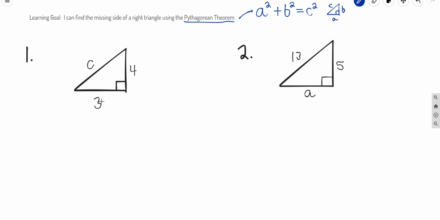Problem number 1 gives us two of the legs, 3 and 4, and we have to figure out what the hypotenuse is. We have to figure out what c is. So we just jump right in. We take a squared, so we can see that a is 3. We can see that b is 4. So now what we'll do is we will just take a and square it. That's 3 squared. And we add b squared. b here is 4. So we have 4 squared. And we know that those add together to give us c squared.